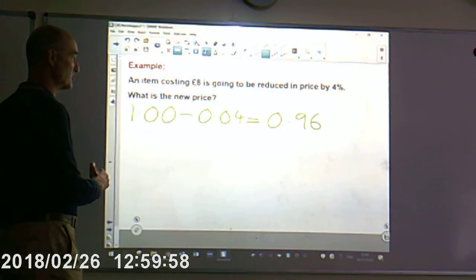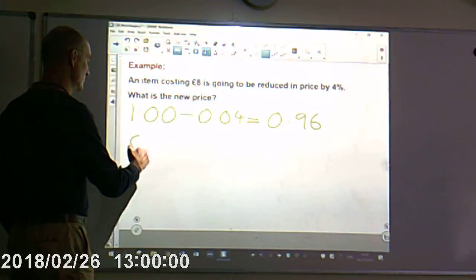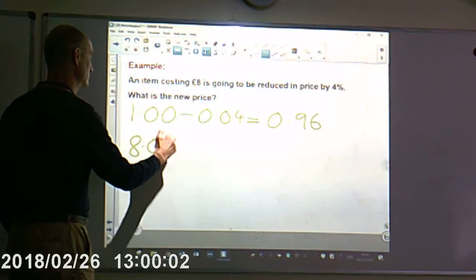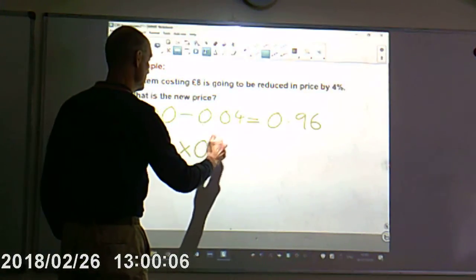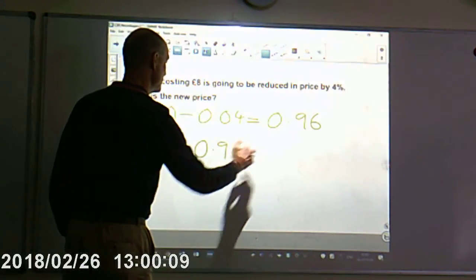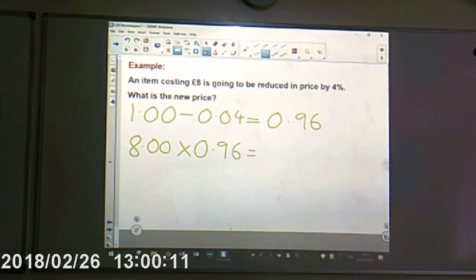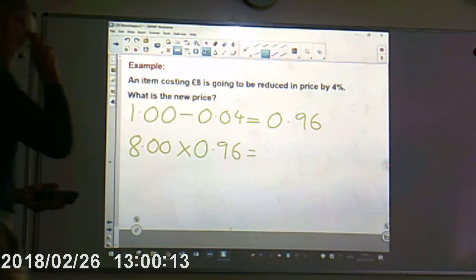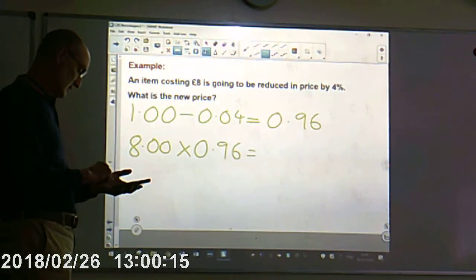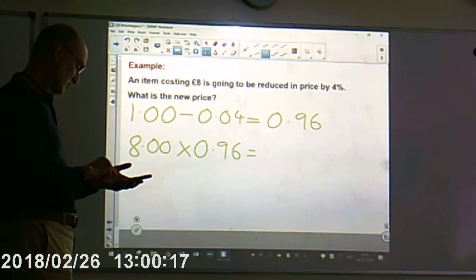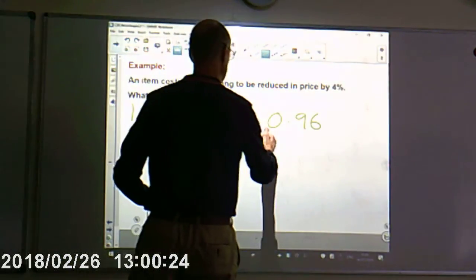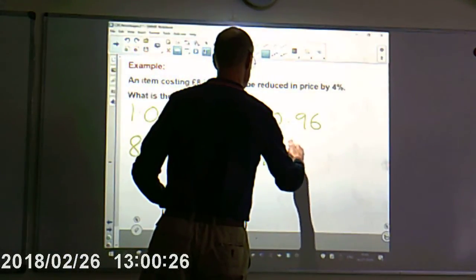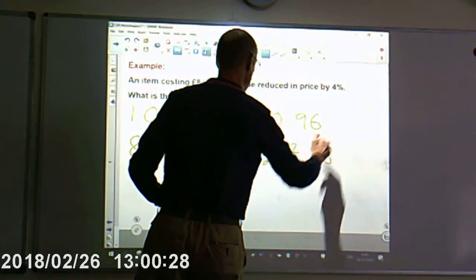So the new price is going to be our £8 multiplied by a multiplier, which is 0.96. So the new price is going to be something less than £8, hopefully. So we start off with 8, we multiply it by 0.96, and that takes us to £7.68. Is that a reasonable type of answer, £7.68? Yeah, I think it is.